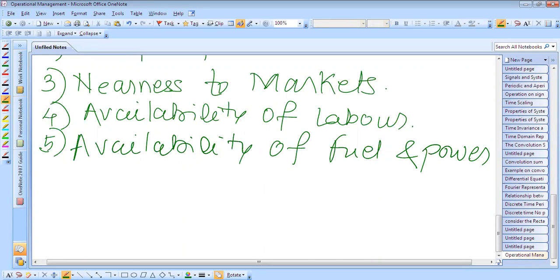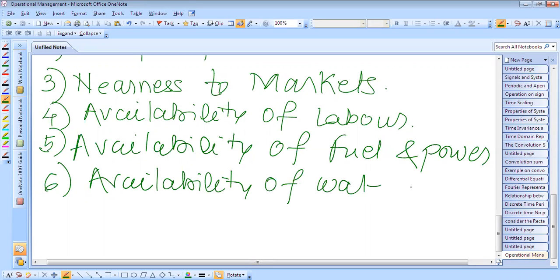Next is the availability of water. Water is used for processing and for drinking purposes, and for a number of processes in the industry. For example, in the chemical industry, coal industry, or paper industry, we require water in all of these, and it is also required for drinking and sanitary purposes.